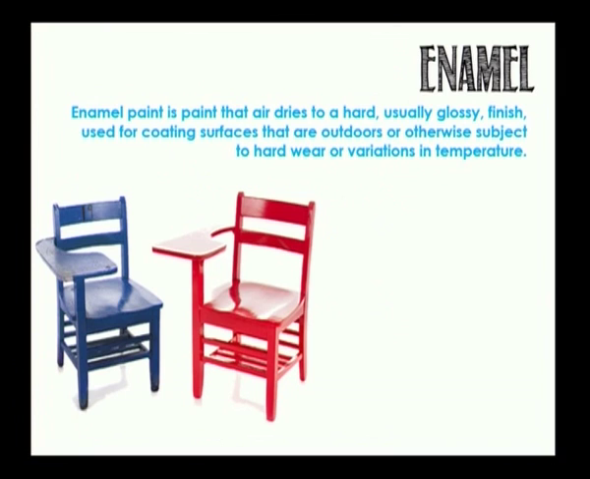Enamel. What is enamel? Enamel paint is a paint that air dries to a hard, usually glossy finish and is used for coating surfaces that are outdoors or otherwise subject to hard wear and tear or variations in temperature. Enamel is quite durable. Enamels are normally applied by brushing, although they can also be sprayed.